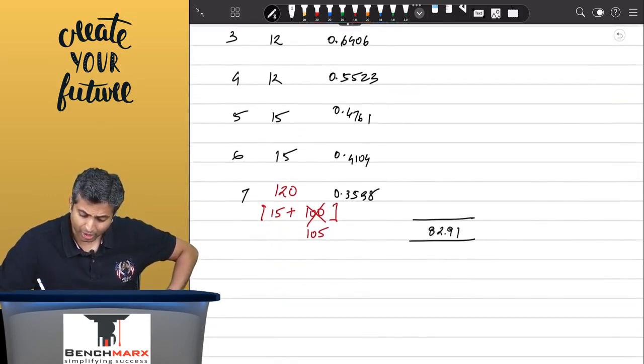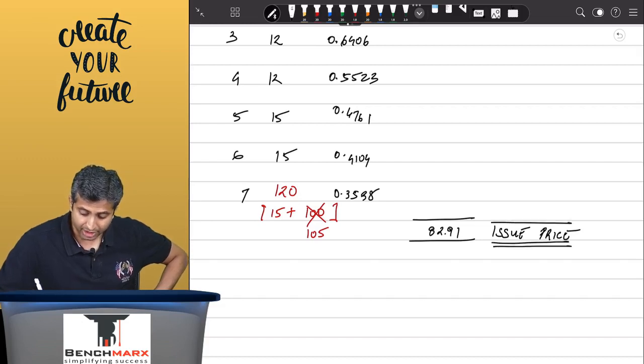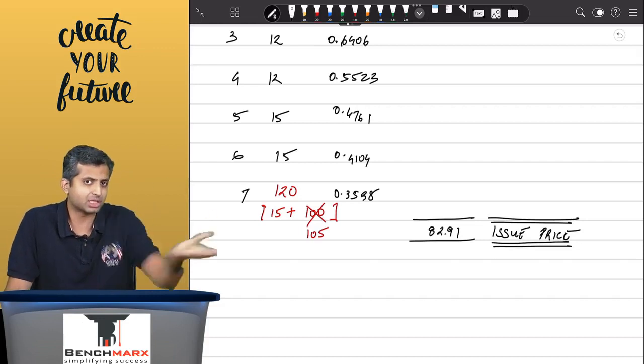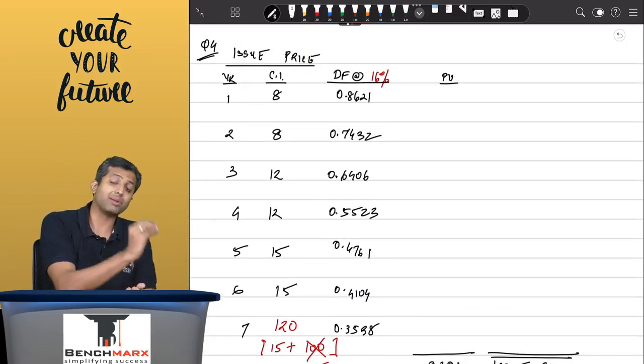Sir, what is 82.91? Is it the intrinsic value of the bond? Well, in this case it is the issue price. Usually the issue price is also equal to the intrinsic value. However, in this case, if someone wants to find the real value, intrinsic value, from an investor's perspective, an investor would say that, okay, company is giving me 16, but I'm happy even at 15.